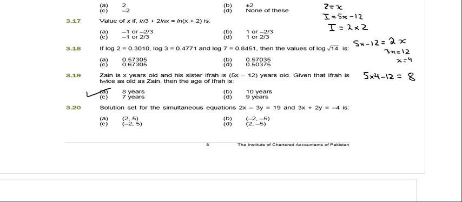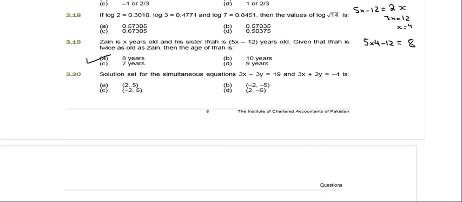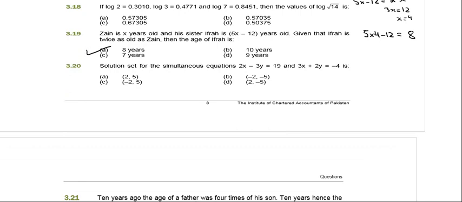3.20 says solution set for the simultaneous equations. You are given two simultaneous equations and you have to find the values of x and y. From the first equation we know that 2x minus 3y is equal to 19, and we can say that minus 3y is equal to 19 minus 2x, and 3y is equal to 2x minus 19, and y is equal to 2x minus 19 divided by 3.